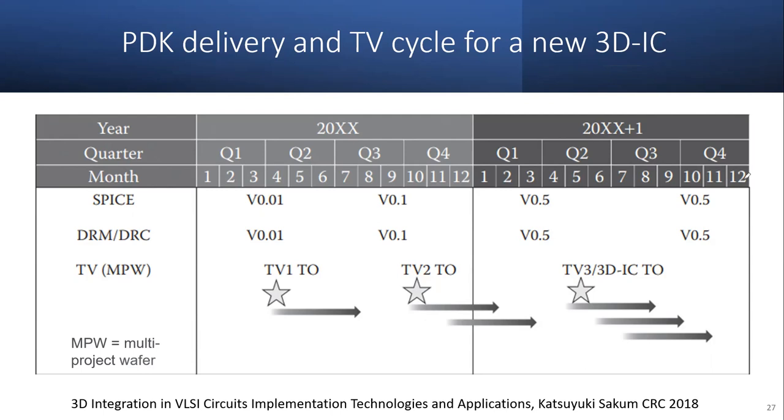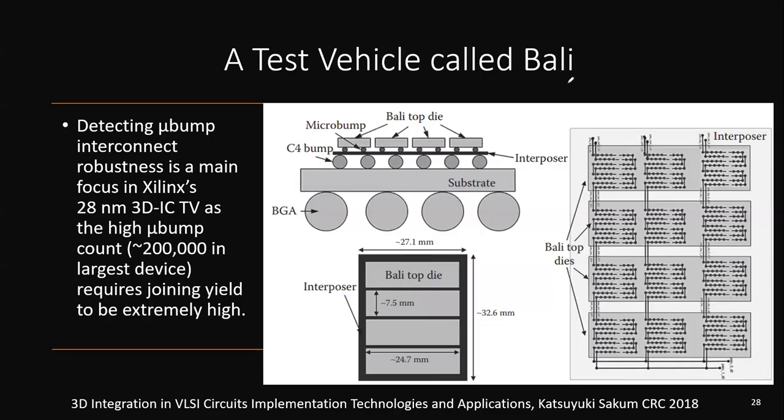Now, this is what the calendar of 3D development will look like from a 3D IC perspective. One of the famous examples is the test vehicle called Bali, the 28 nanometer Xilinx product. They have a top die that's an FPGA die, and then a silicon interposer with a lot of bumps. This is a C4 bump. The large bump is called C4. The micro bump is very small, and they have tons of them.